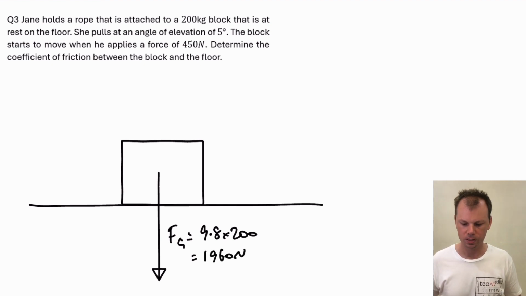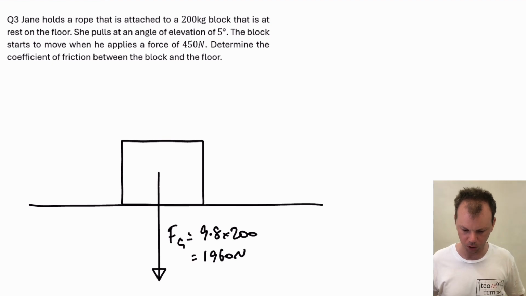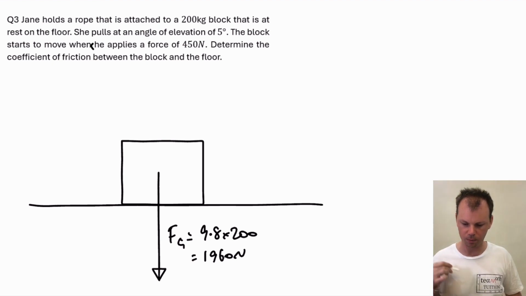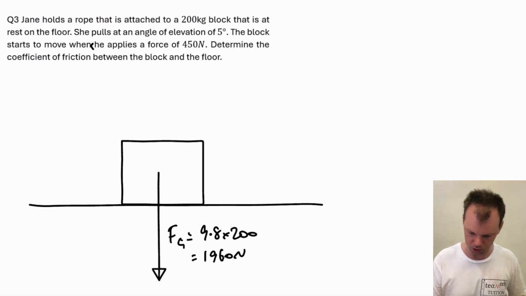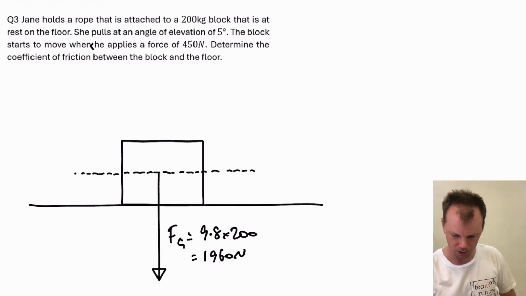Okay. She pulls at an angle of elevation of 5 degrees. So she's got a rope, she's pulling up on the rope, angle of 5 degrees. The block starts to move when she applies a force of 450 newtons. I think Jane is a girl, so I'm going to make it a she. Applies a force of 450 newtons. So again, in this case, it doesn't matter what direction we draw the rope, because we're just looking at the magnitudes of forces for this.